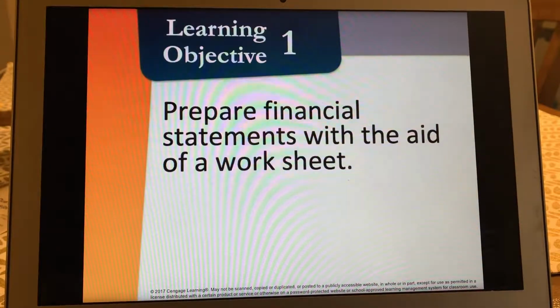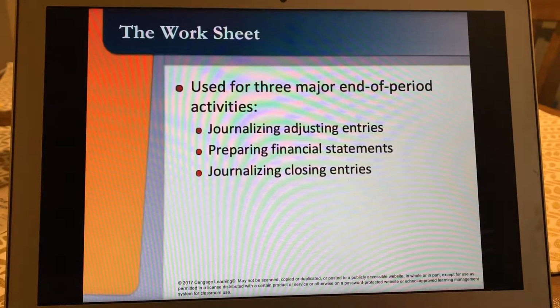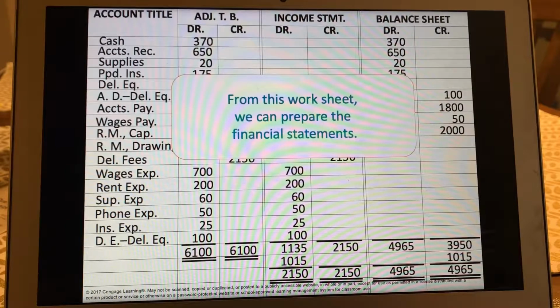The learning objective is to prepare financial statements with the aid of a worksheet. More than likely this is going to be done with an Excel document. The worksheet is used for 3 major end-of-period activities: journalizing adjusting entries, preparing financial statements, and journalizing closing entries. So here's what the worksheet looks like.